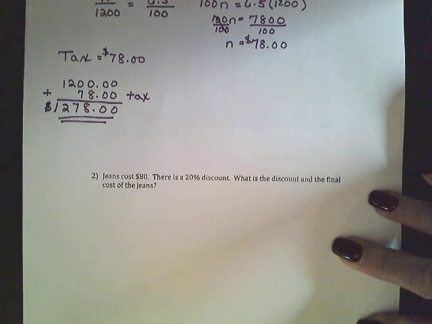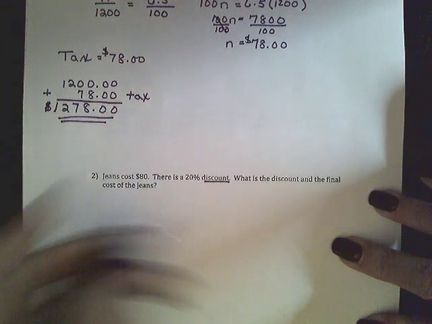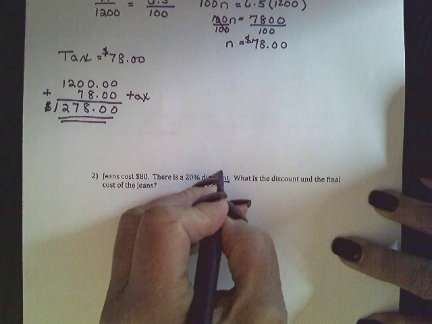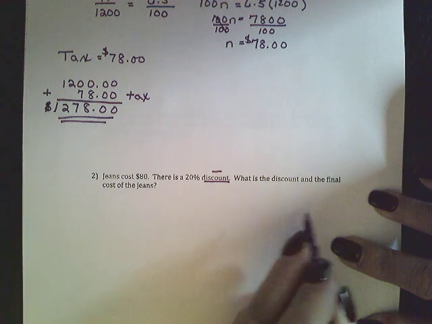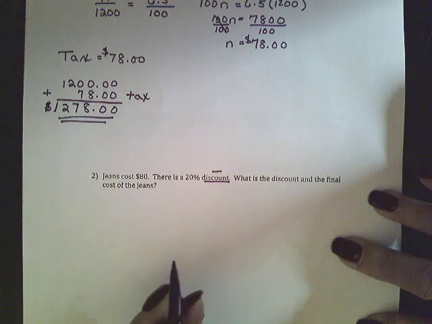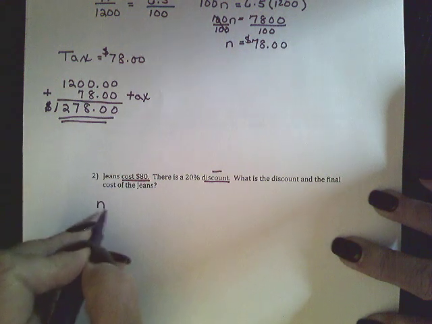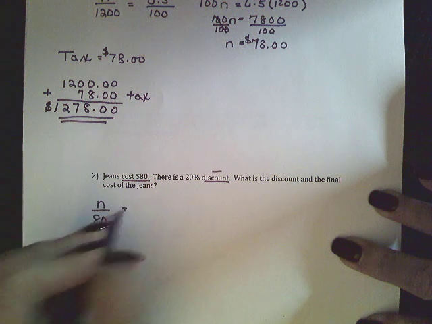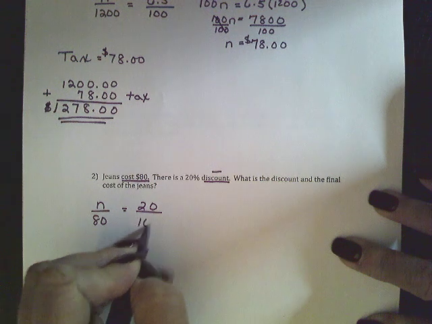All right. Next one is jeans cost $80. There is a 20% discount. There's that word discount. Up above, we said we subtract a discount from the price. What is the discount and the final cost? All right, so jeans cost $80. N over 80. Discount price is 20 over 100.